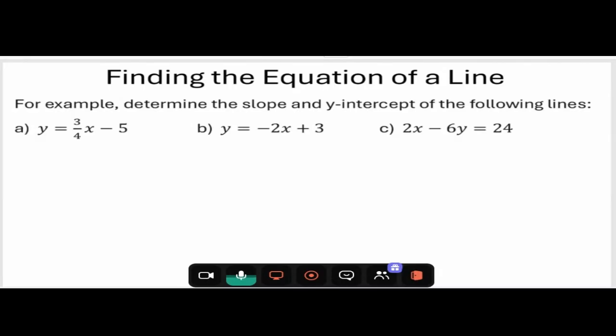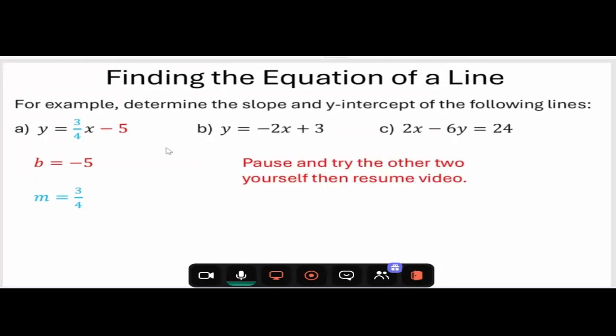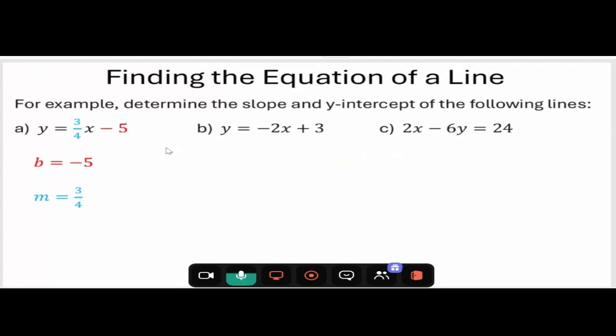So very quickly, this is a review of what we did last time. Here are some lines. Let's read off the slope and the y-intercept. The slope, the number in front of x in blue there, is 3/4, and the y-intercept, the number at the end, is -5. Give those two a try yourself, and then we'll do them together. Give you 30 seconds.